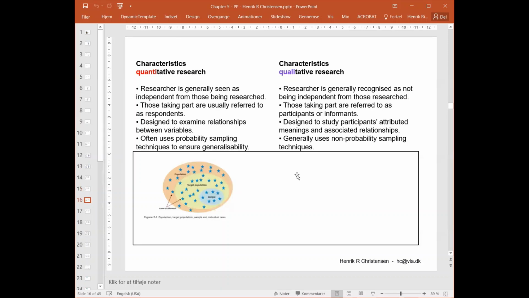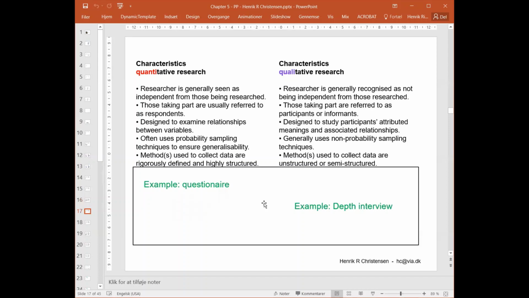And then how do we sample? In quantitative research, we will use statistical approaches with population, target population, and sample. And we are discussing sampling techniques later today. And in qualitative research, we are normally using non-probability sampling techniques.